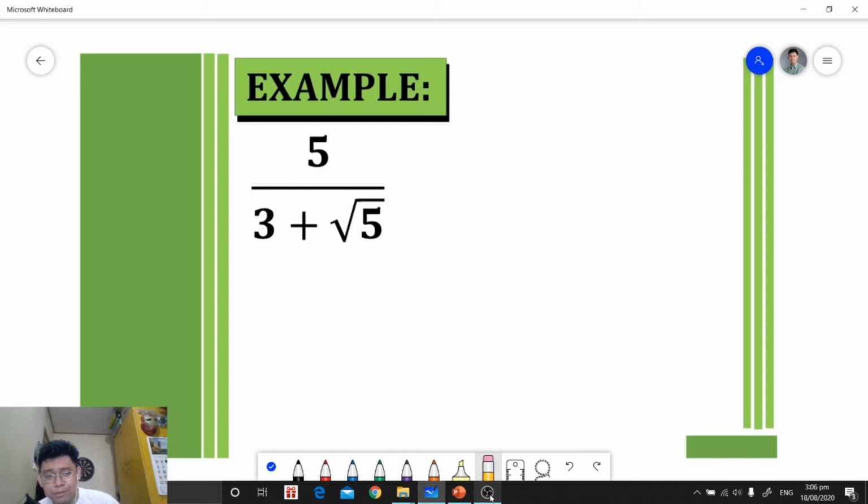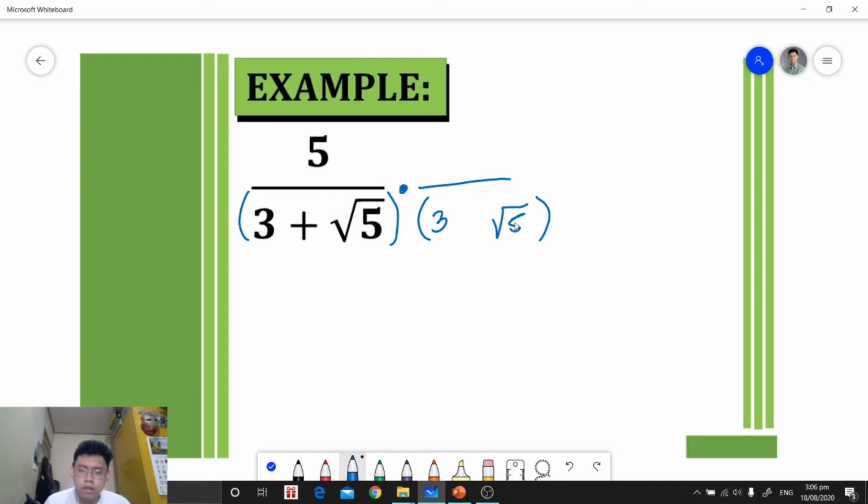Okay, for example, we have 5 all over 3 plus square root of 5. So first step is for us to multiply our numerator and denominator by the conjugate of our denominator. So what is the conjugate of our denominator? When we talk about conjugates, they have the same terms, but they have opposite operation.